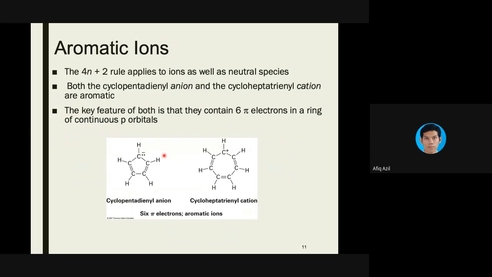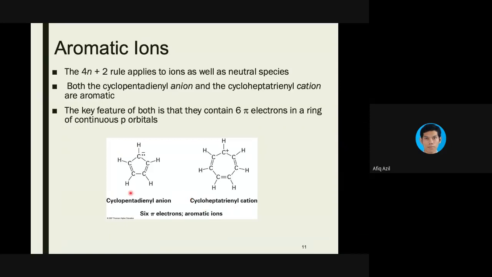Okay, aromatic compounds do not only have to be neutral. They can be aromatic ions as well. So the 4n plus 2 rule applies to ions as well as neutral species. For example, here you have an anion and also a cation. So both are aromatic. So how? Both the cyclopentadiene anion and the cycloheptatriene cation are aromatic.